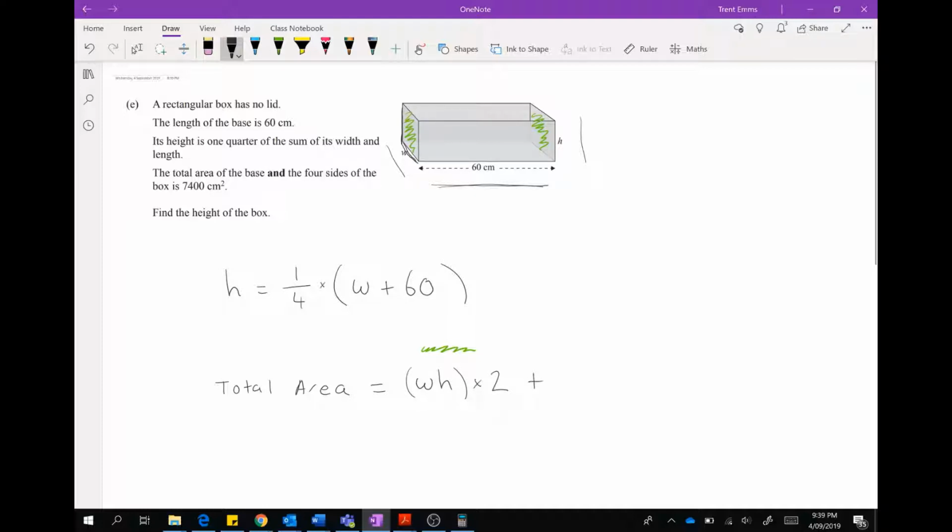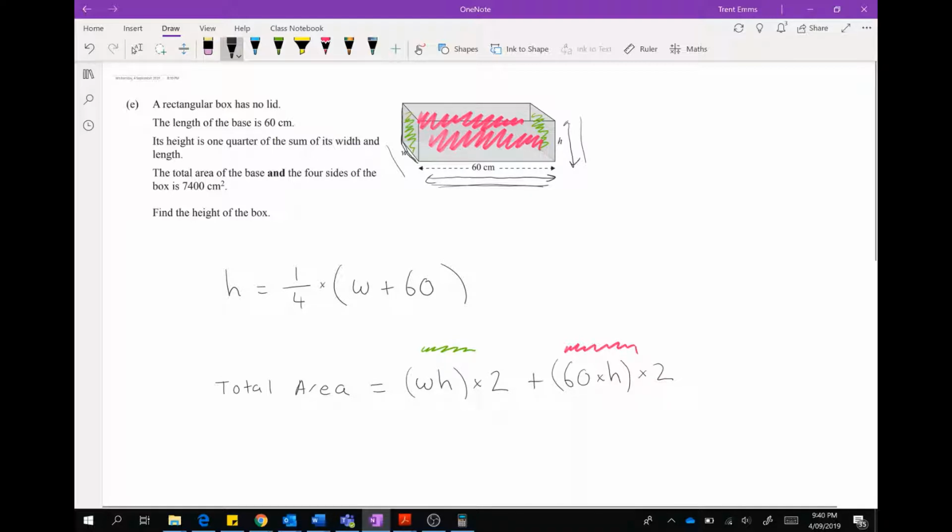Plus, let's do the next one in pink or red. We need the back area and the front area. And again, these are the same areas, so we can double it at the end. So if we look at the red part that we're going to add now, area of the rectangle is base times height, so the base is 60 along here, the height is H, so it's 60 lots of H, and I'm going to multiply that by 2 because I have two of these red areas.